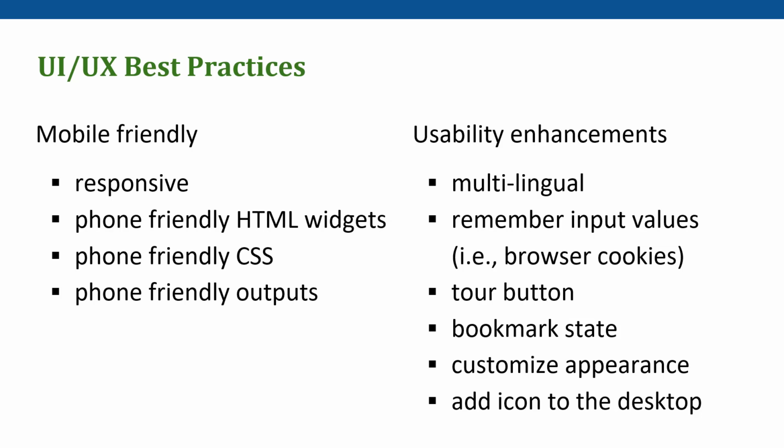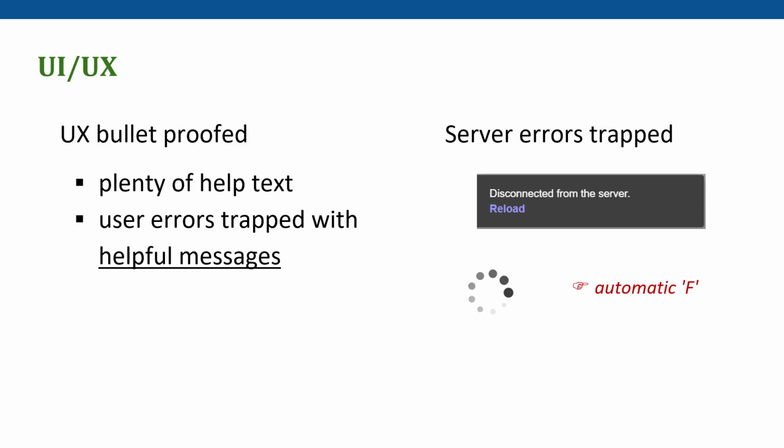So in other words, save that current state so you can come back to it. To customize the appearance, make the font size bigger or smaller, dark mode or light mode, a button to add an icon to the desktop and so forth. Right? So a lot of this is very well established.